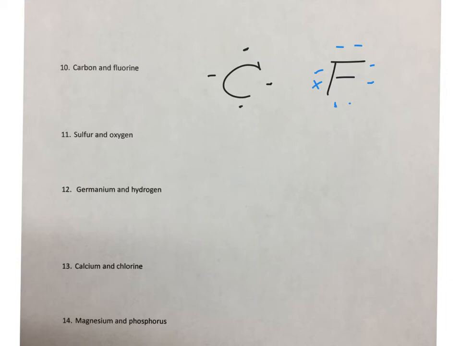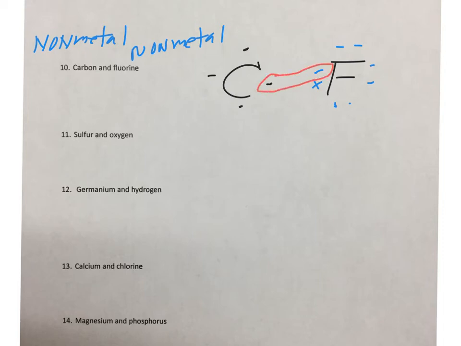Now, carbon, is that a metal or is it a non-metal? It's a non-metal. Fluorine, is that a metal or a non-metal? It's also a non-metal. So when you have 2 non-metals together, what type of bond is that? Yep, it's a covalent bond. So that means they're going to share. That means that this electron's going to share with this electron, and we're going to bond right here.